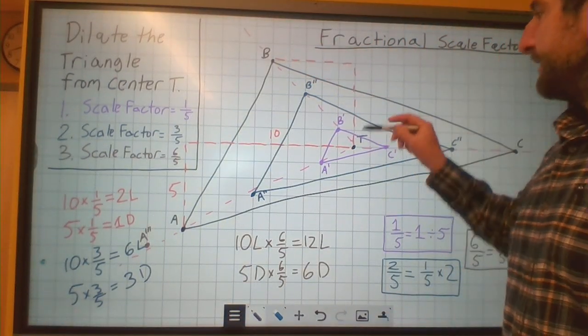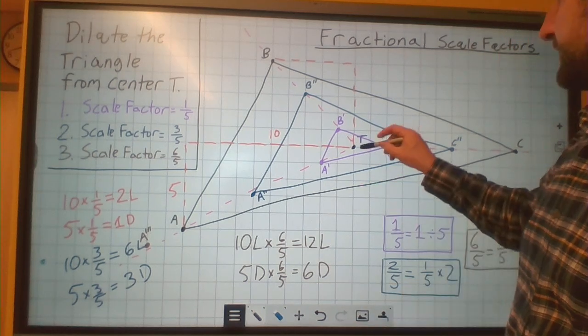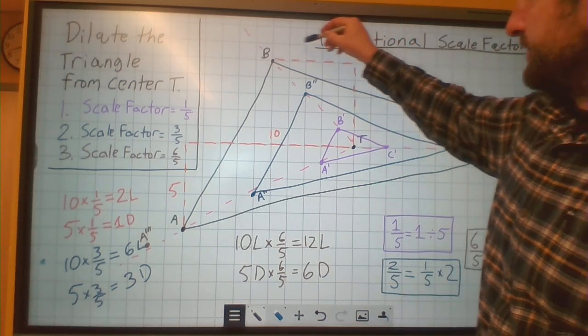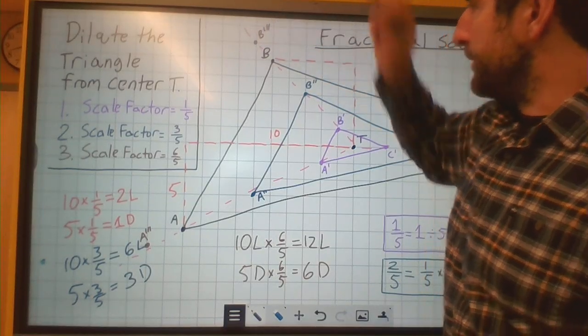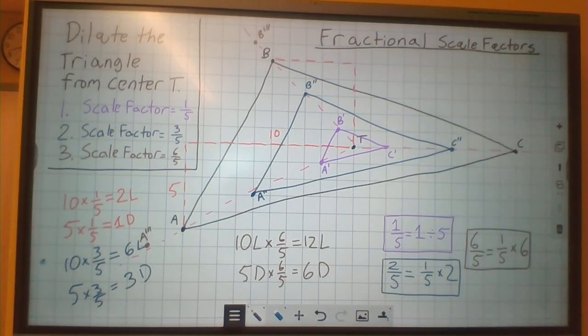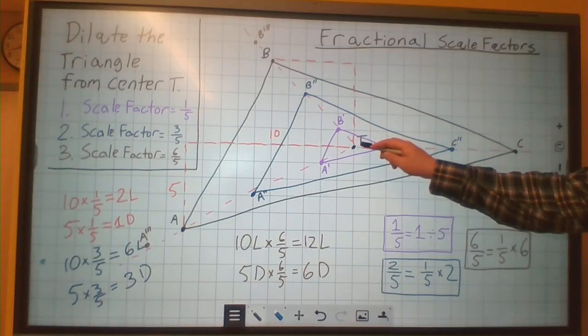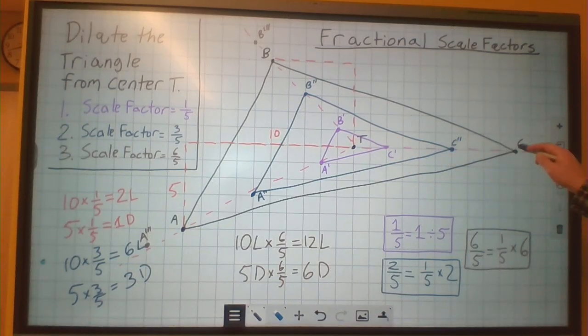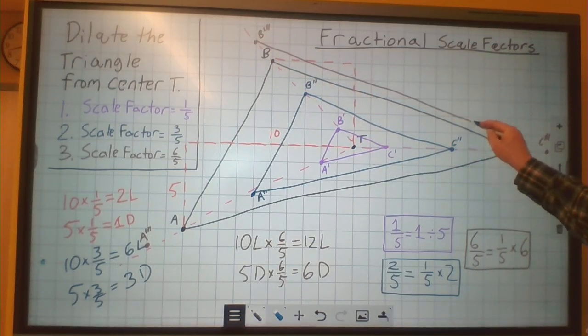For B, 5 and 5 is going to turn into 6 and 6. So 1, 2, 3, 4, 5, 6. 1, 2, 3, 4, 5, 6. There's B triple prime outside of B. And then for C, we know that 10 is going to turn into 12. So we'll go 2, 4, 6, 8, 10, 12 to the right for C triple prime. And we'll make our huge triangle.